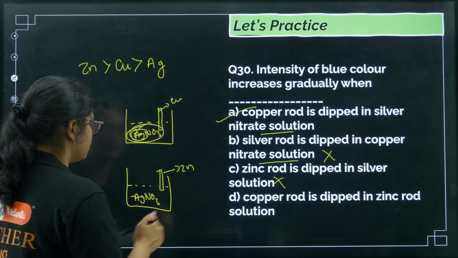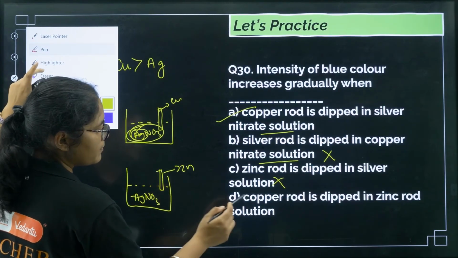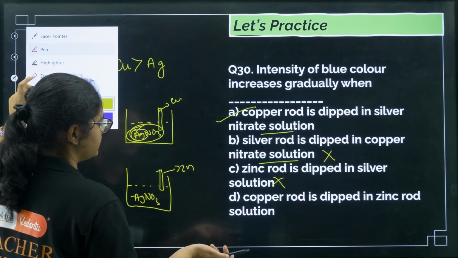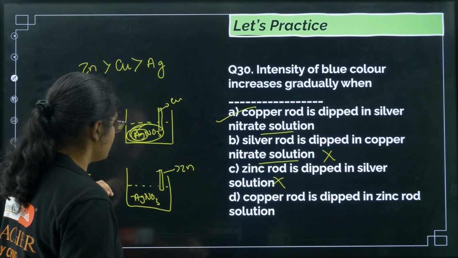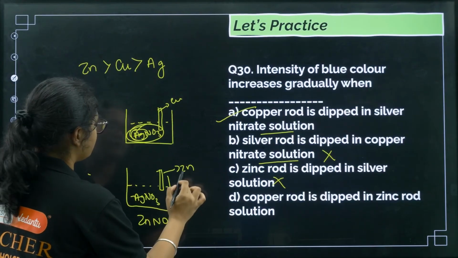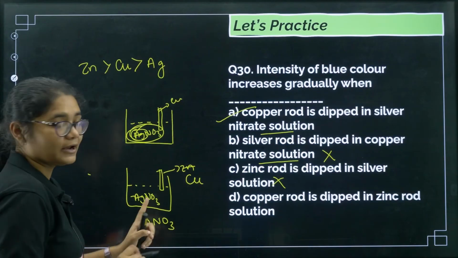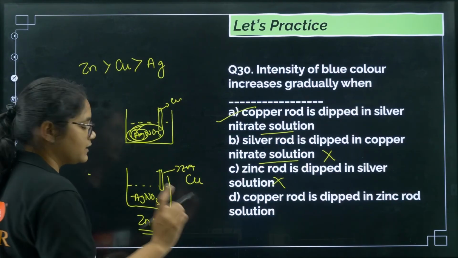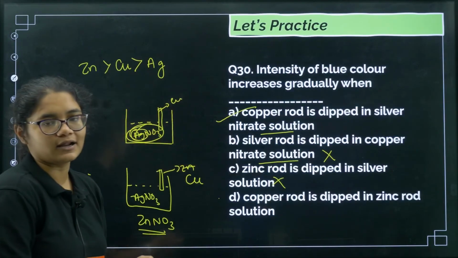Next one, copper rod is dipped in zinc nitrate solution. If it is zinc nitrate and you have copper rod, right, so copper is less reactive than zinc, it cannot displace it, so we won't get copper nitrate here, so no blue color solution. So option number A is the correct answer here.